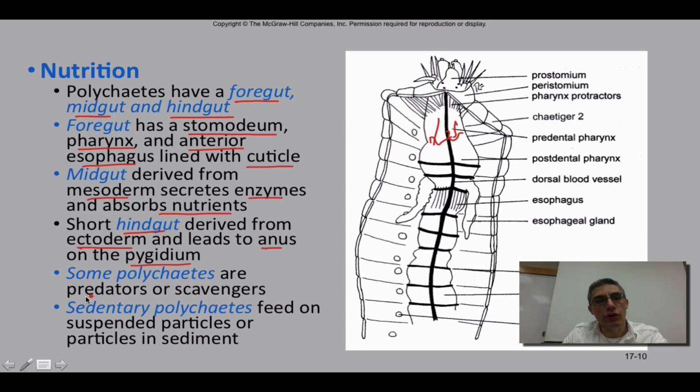Now some polychaetes are predators, of course, like Nereis, and some of them are going to be scavengers. Now, sedentary polychaetes are going to feed on suspended particles. Remember what we had said before. In regards to some of these sedentary polychaetes, they have a crown of feather-like structures protruding from the tube that they inhabit, and they can use these feather-like appendages to feed, sort of grabbing suspended particles from the environment, or sometimes they're used in terms of gas exchange as well.